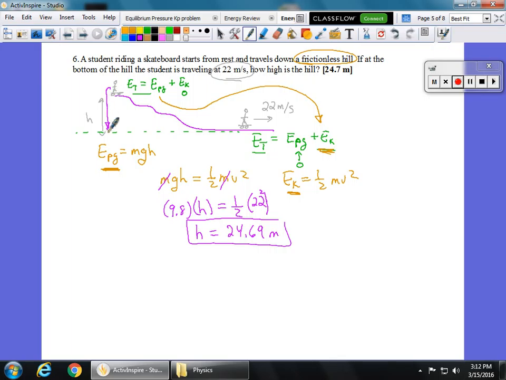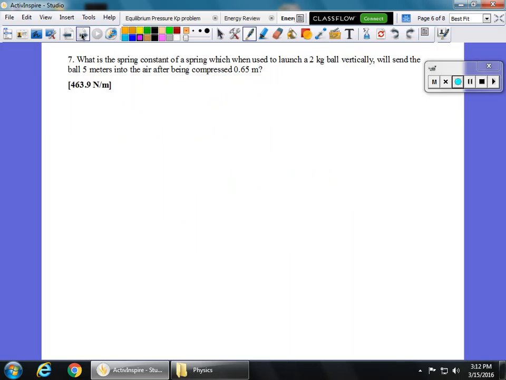down a frictionless surface? Well, if you do that calculation, you're going to see that you wind up with the exact same velocity, 22 meters per second, when you hit the bottom if you're falling from a height of 24.69 meters. And that's really just using the conservation of energy. We're looking at that motion from a different perspective.